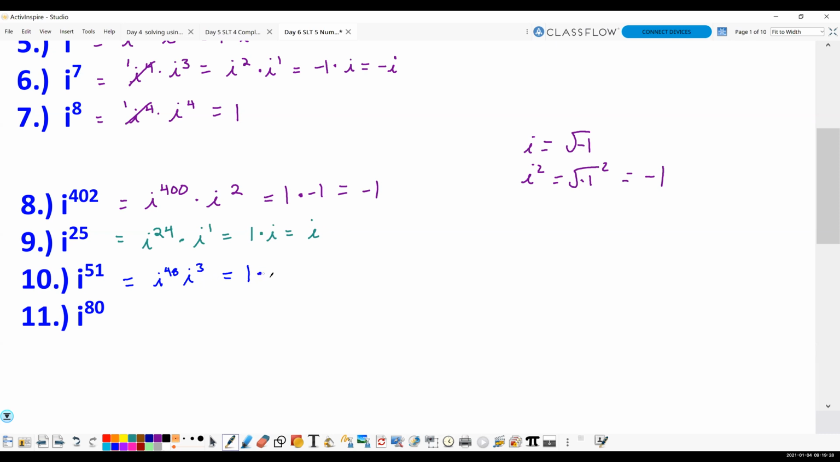So now i to the third, 1, 2, 3. These 2 together, i times i, that's our i squared. i squared is -1. So we have 1 times -1 times i, which becomes -i. And then for our last one, i to the 80th, well, that is a multiple of 4. Any multiple of 4 automatically is just going to be 1.